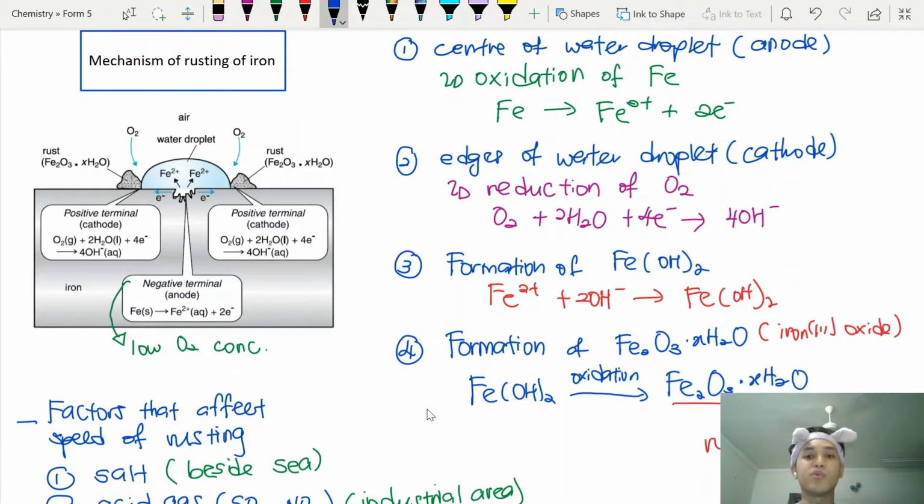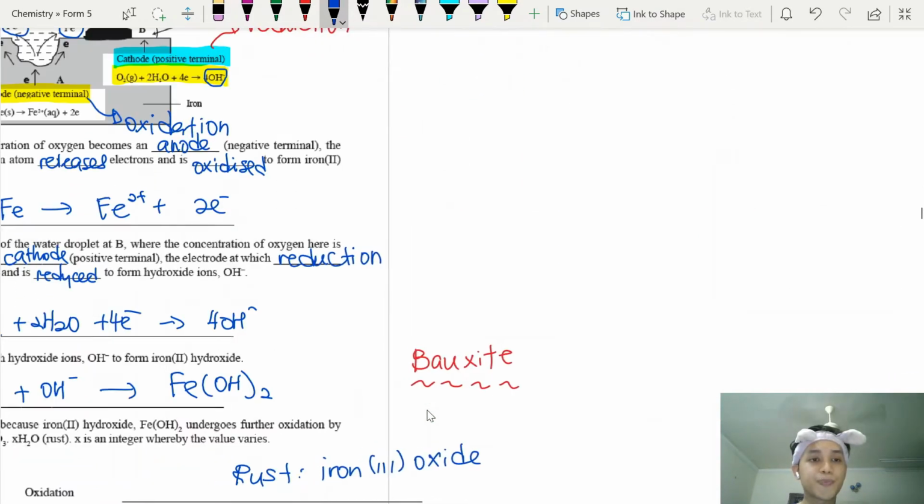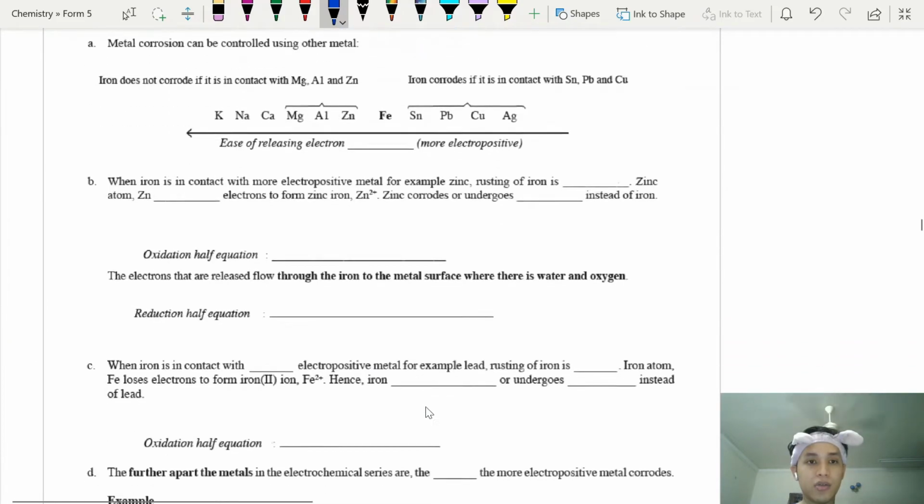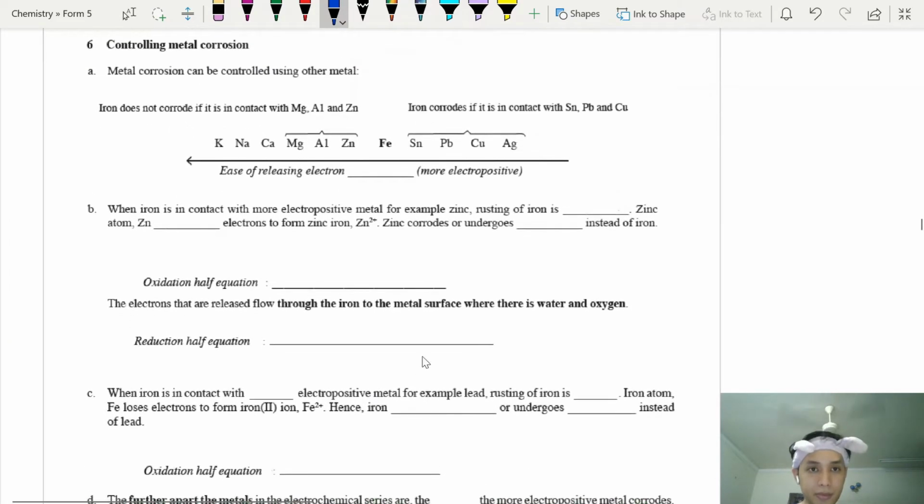But the one that I'm going to teach you is sacrificial protection, meaning we are going to use different types of metals. How can we prevent or control the rusting process? The idea here is very simple. Look at your electrochemical series. Remember, the one higher is more electropositive. So what we do is we take the iron and wrap it with either the metals above it or metals below it.